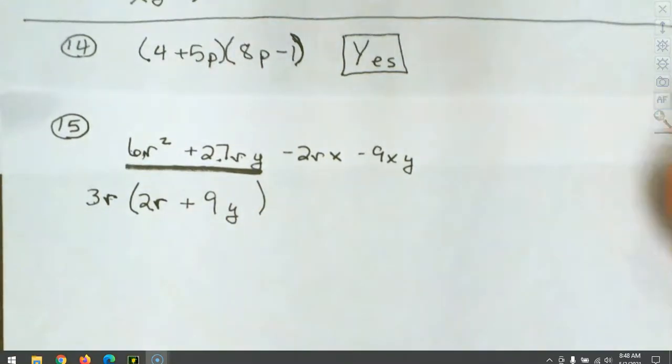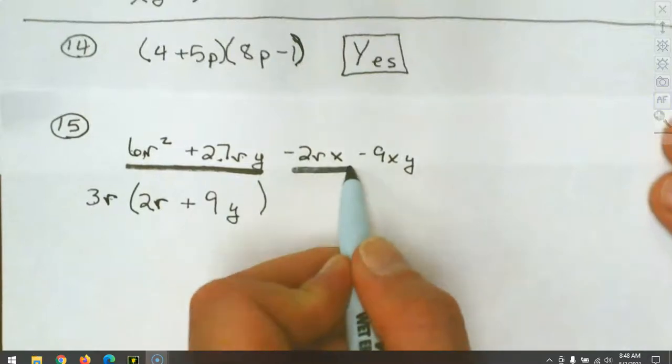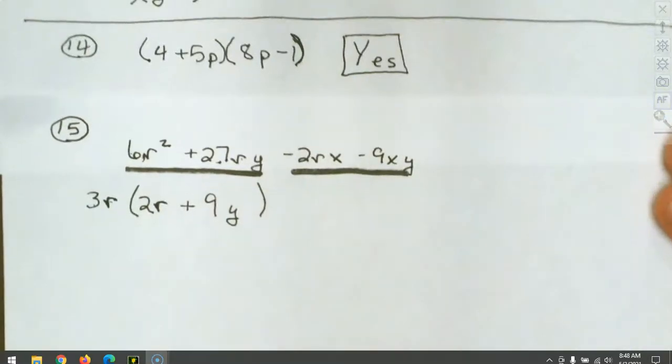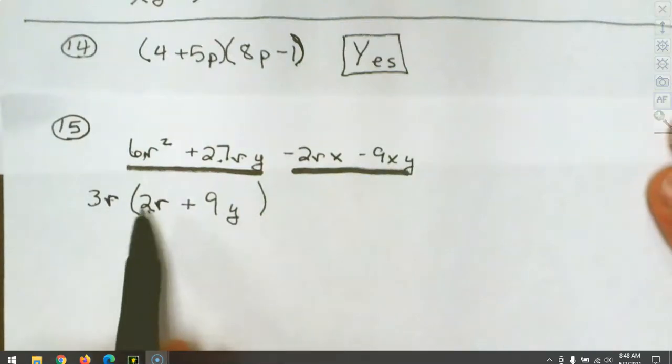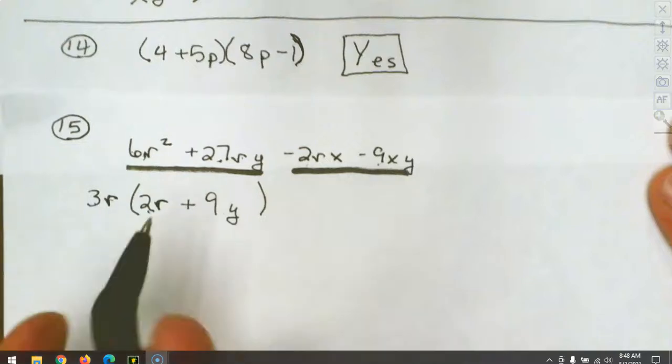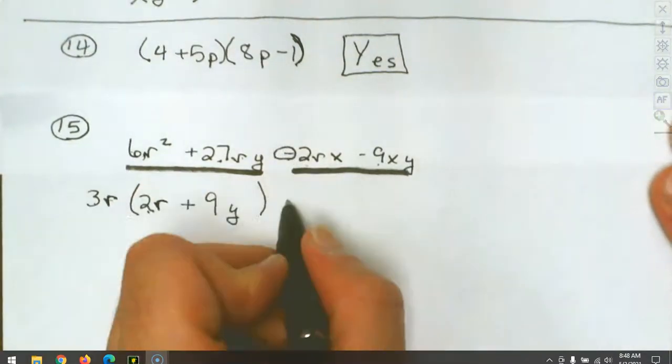Next two pieces, we're very close. See how this looks very similar to this up here. Well, what do we notice about the signs? Let's deal with that first. These are both positive. These are both negative. Remember your rule. If it begins with a negative, you're going to have to factor out a negative.